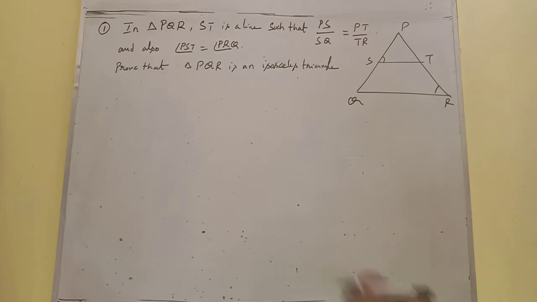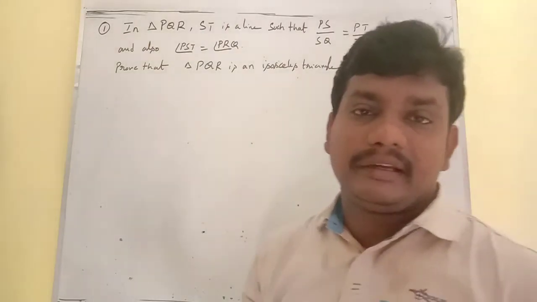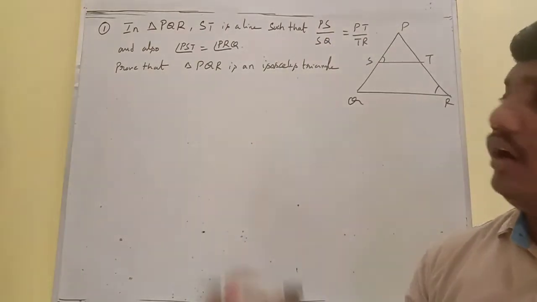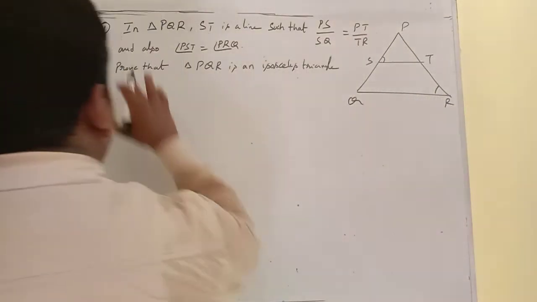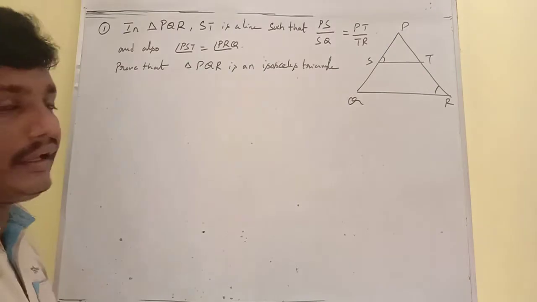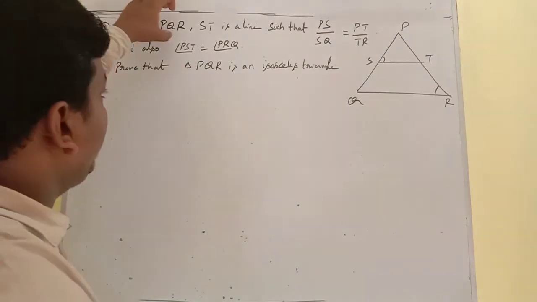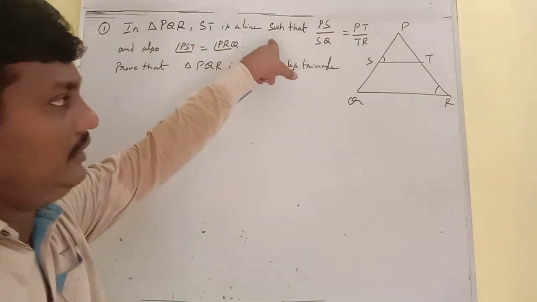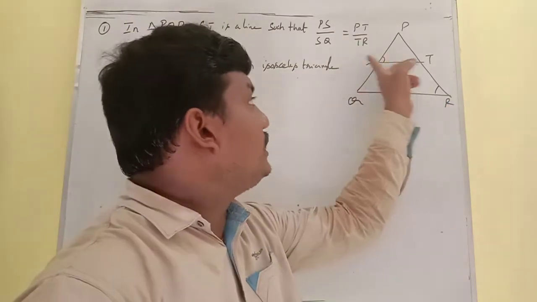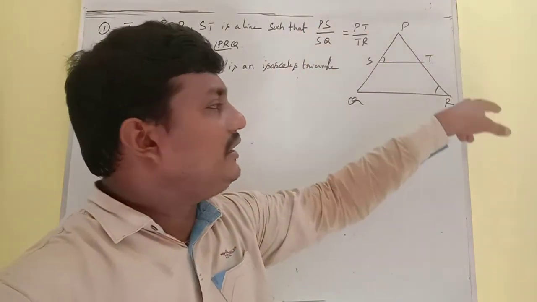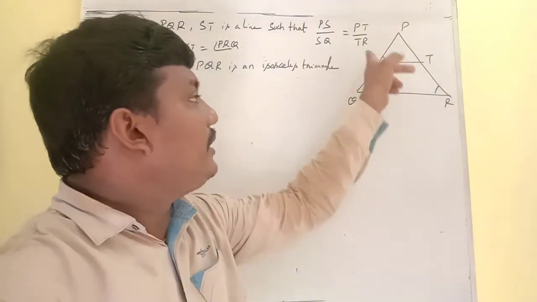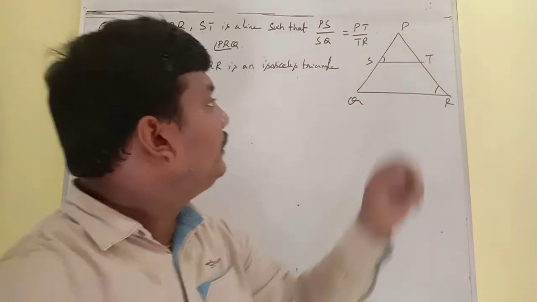Now this is the question, based on the basic proportionality theorem. How to solve this question by using the basic proportionality theorem? Let me see clearly what the question is. In triangle PQR, ST is a line such that PS by SQ is equal to PT by TR.